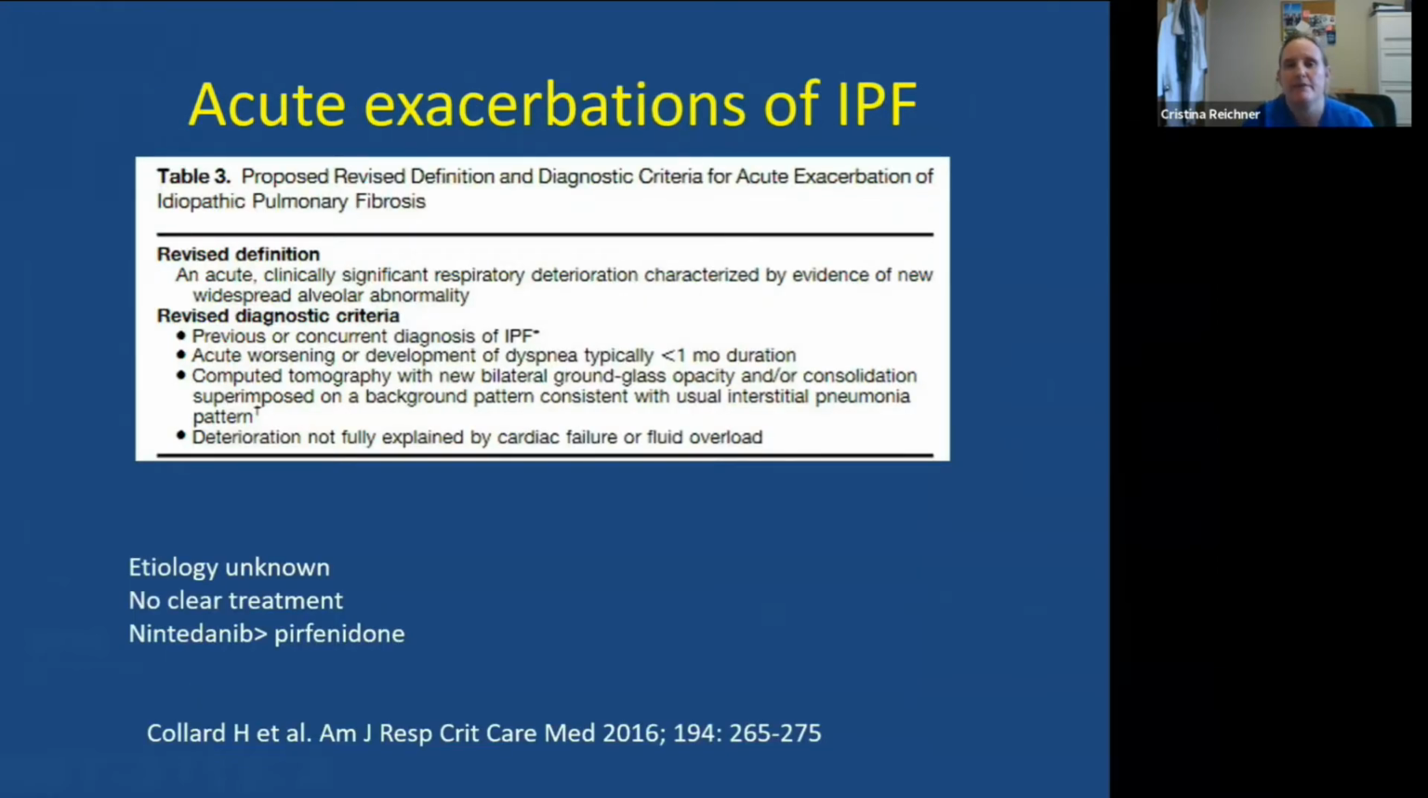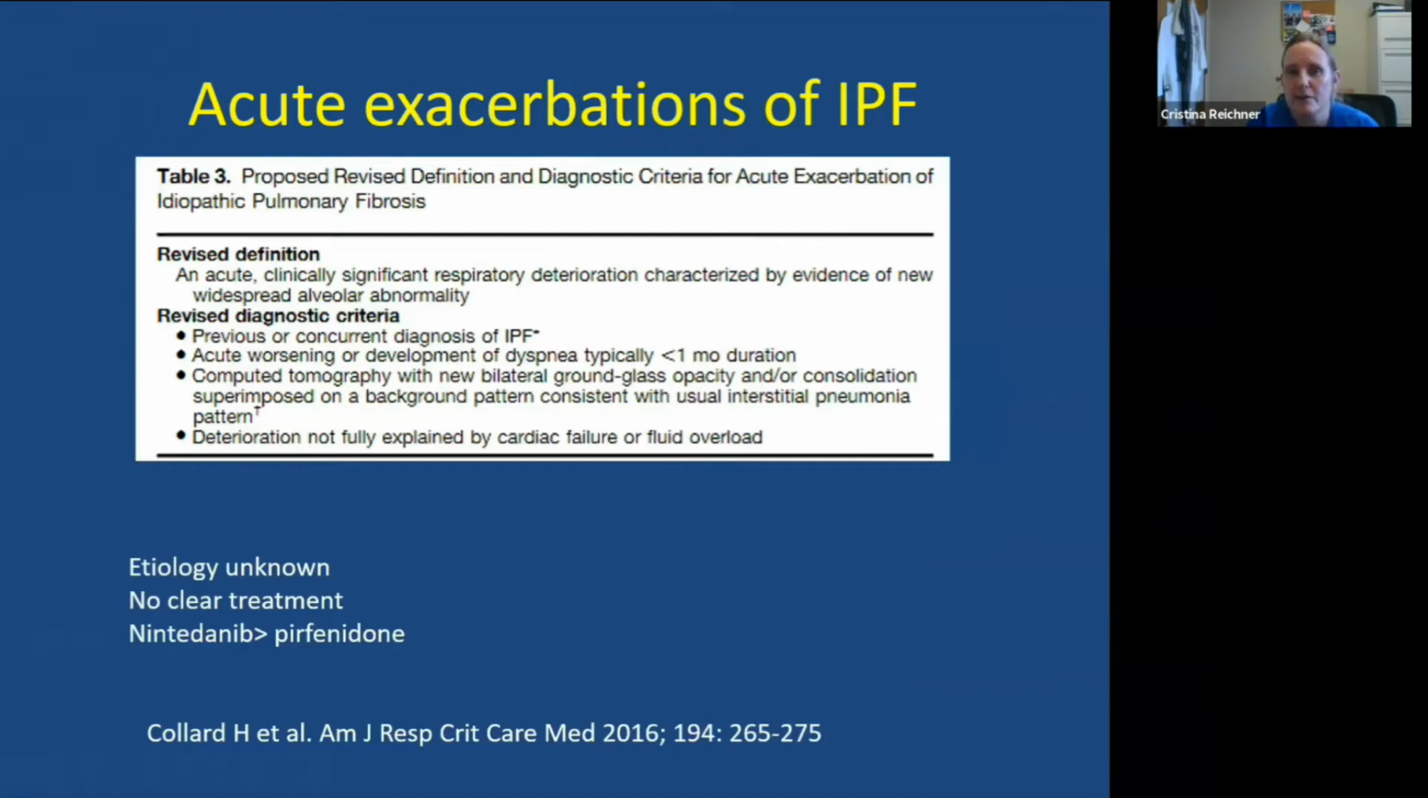So IPF is usually, as I mentioned, a progressive disease and patients slowly get worse over time. There are some patients who tend to do fairly well or stay stable, but then all of a sudden something will happen. And this is what we term acute exacerbations of IPF. We're not really sure what causes them. These are the ones that you may see in the ICU.